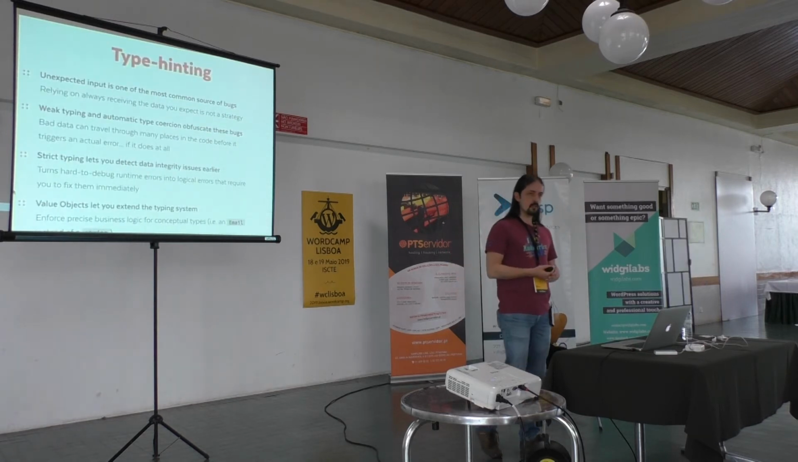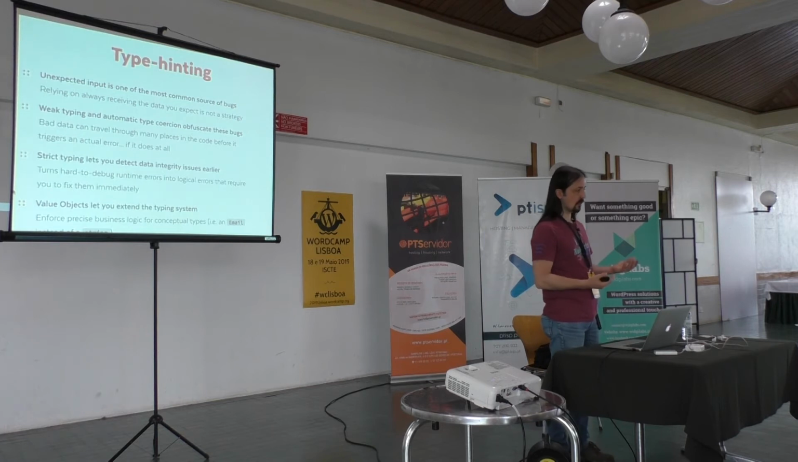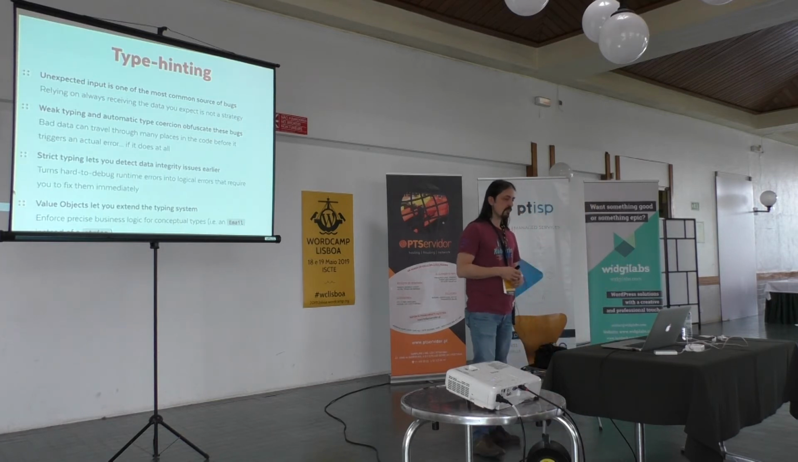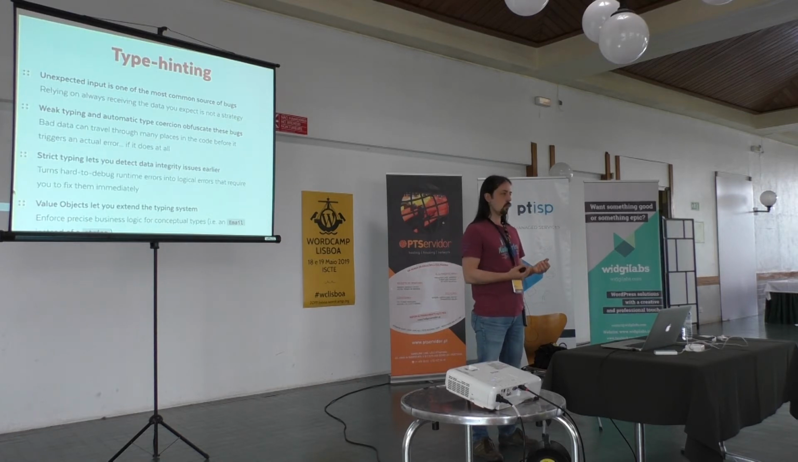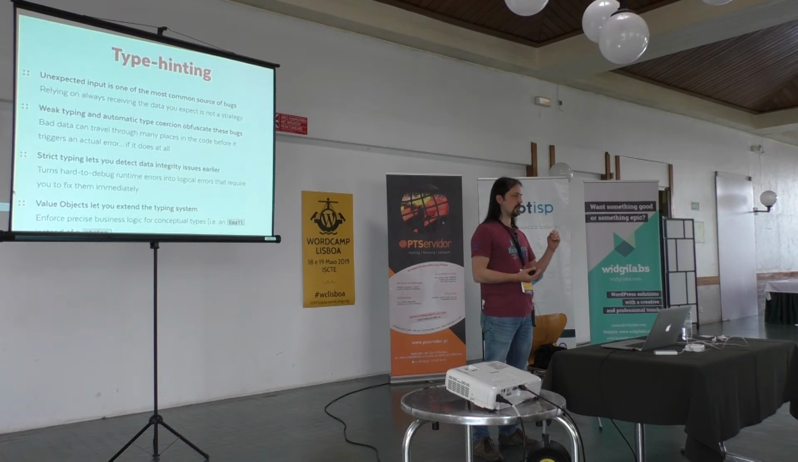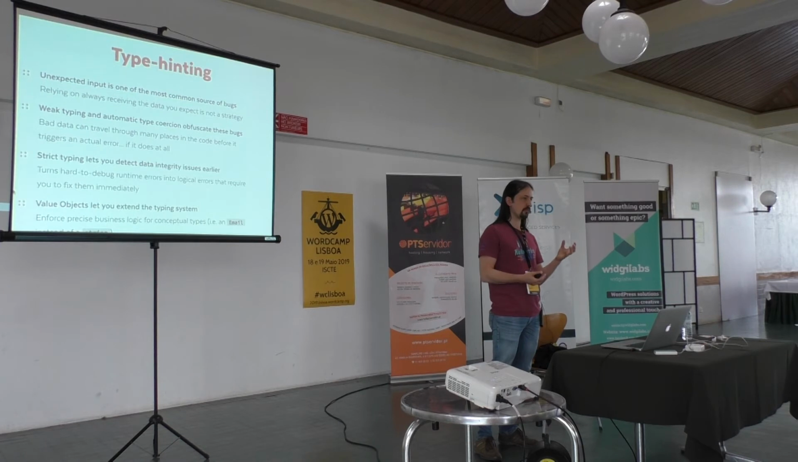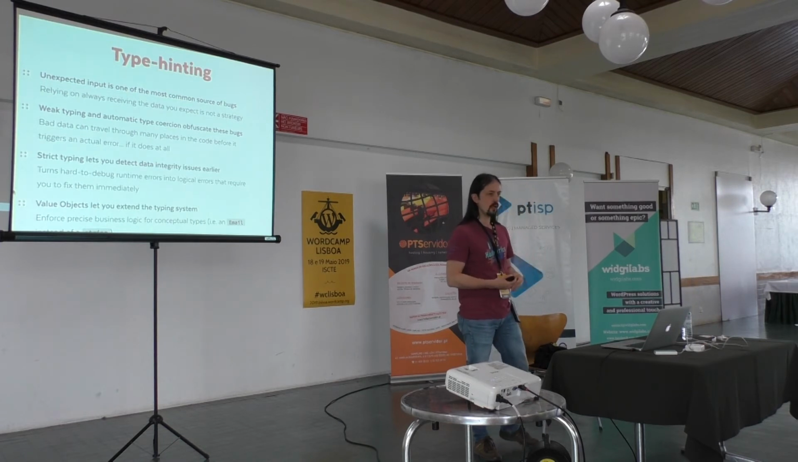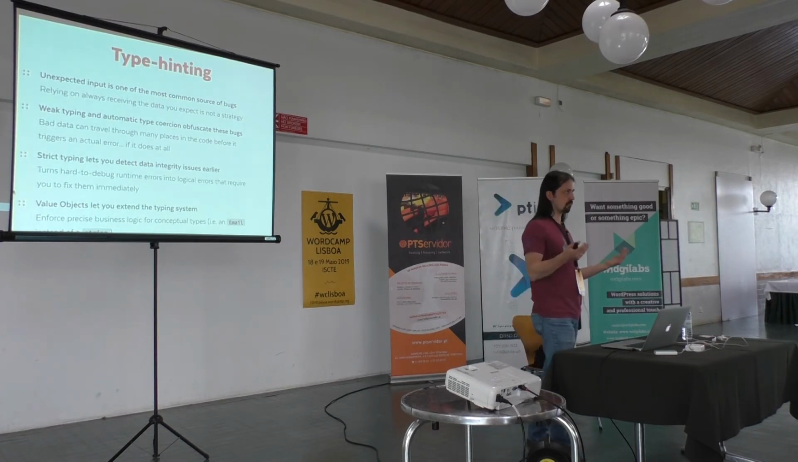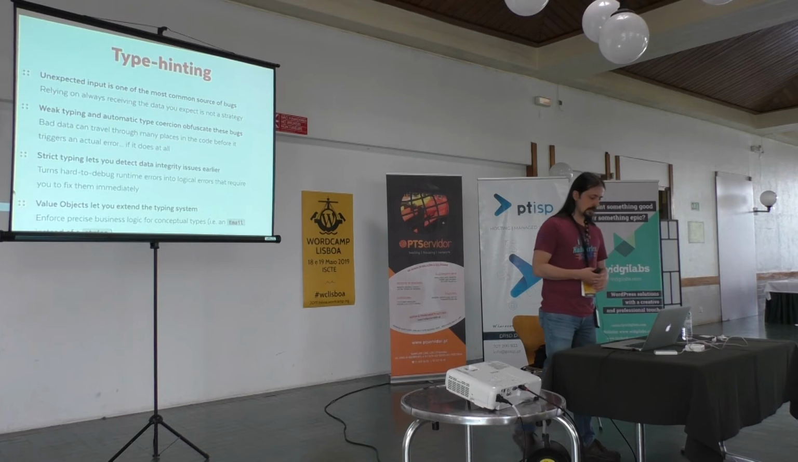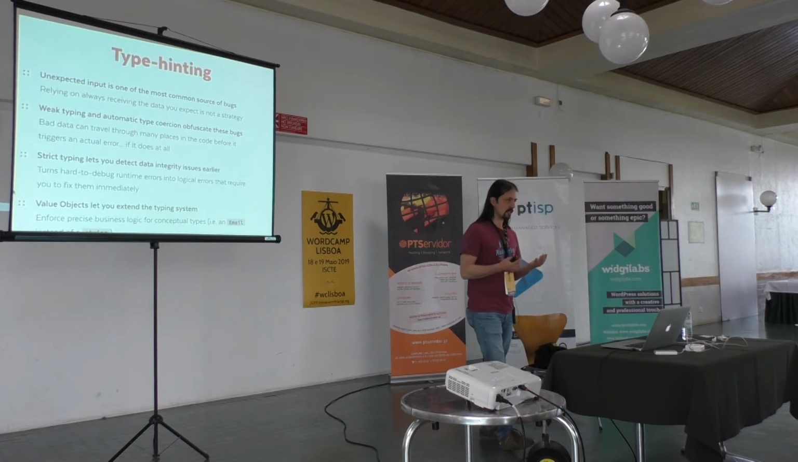So another feature we want to use is type hinting. I already mentioned it briefly. Type hinting means that you let PHP know what type of data can go into methods and what type of data will go out of methods. And this seems like something really rudimentary to do and not very useful. But think about it like this.